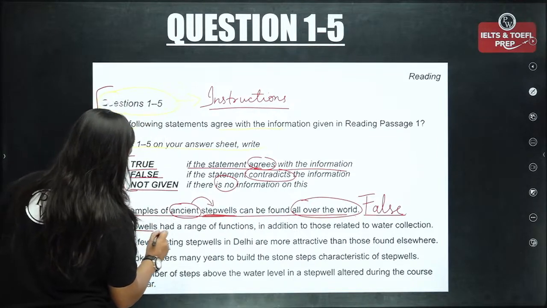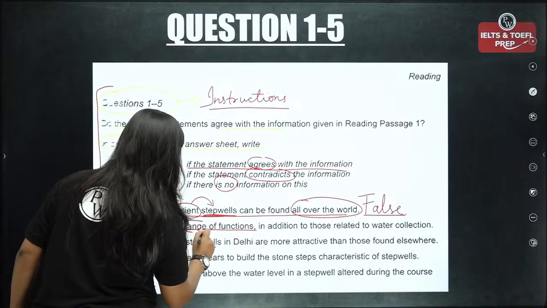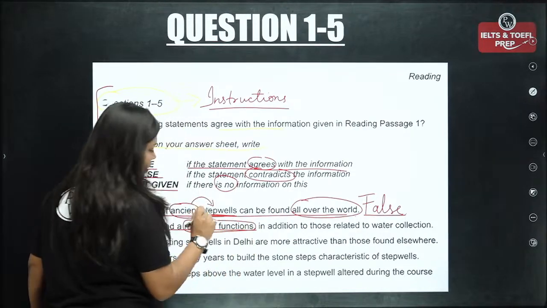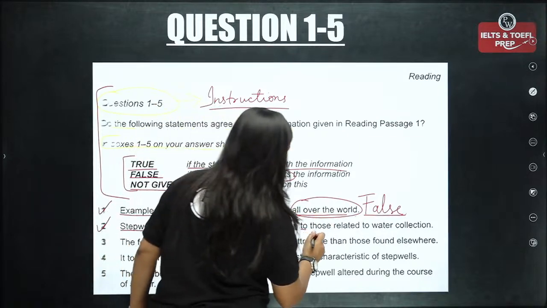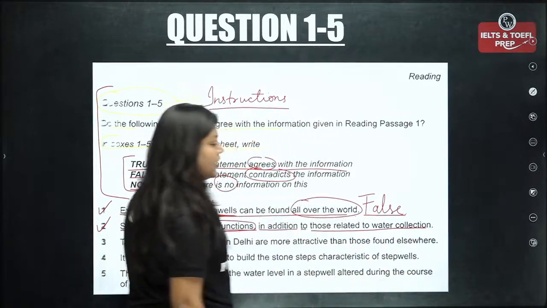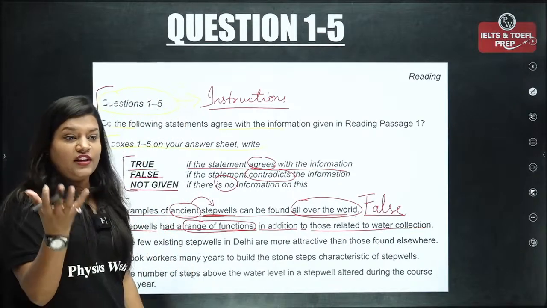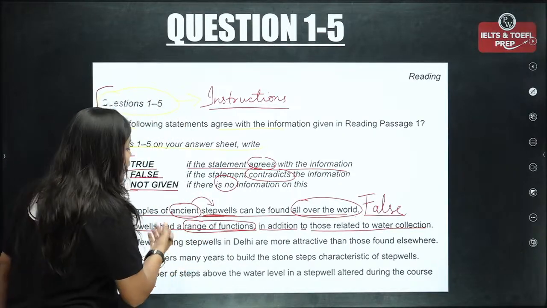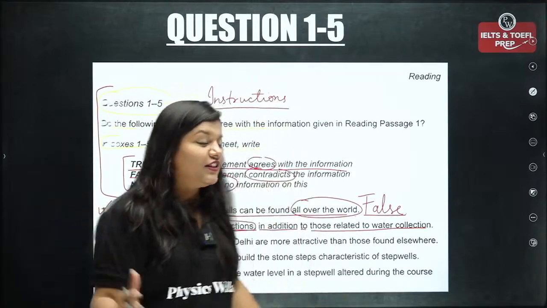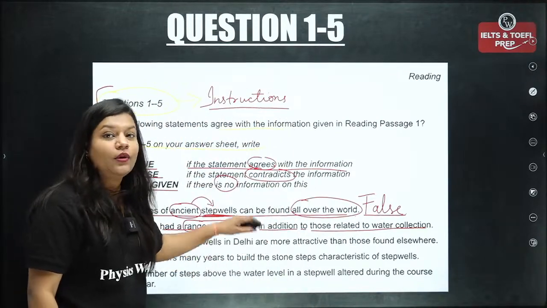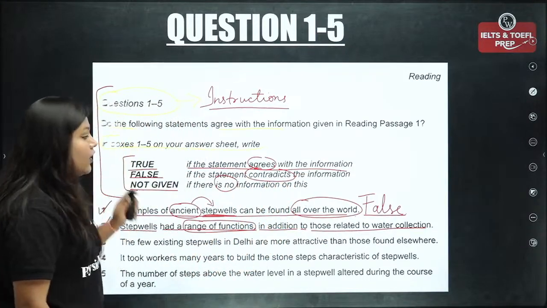Step wells had a range of functions. Okay, so this is committing that step wells had a range of functions in addition to those related to water collection. अच्छा, water collection के साथ साथ जो step wells होते थे पुराने टाइम पे, उनके और भी functions होते थे, यानी multiple functions होते थे. This is what this statement is trying to come up with. Now let's see if the statement is correct or not.